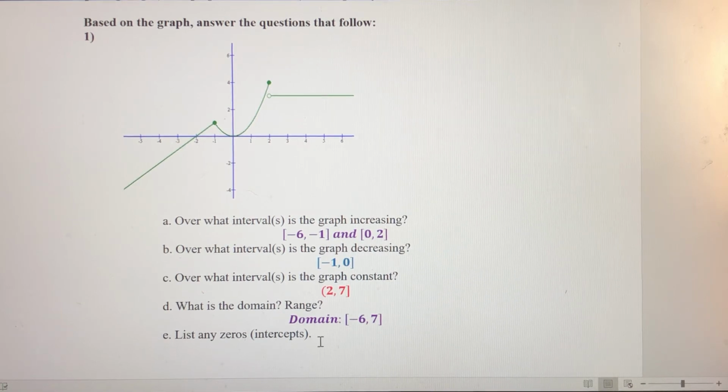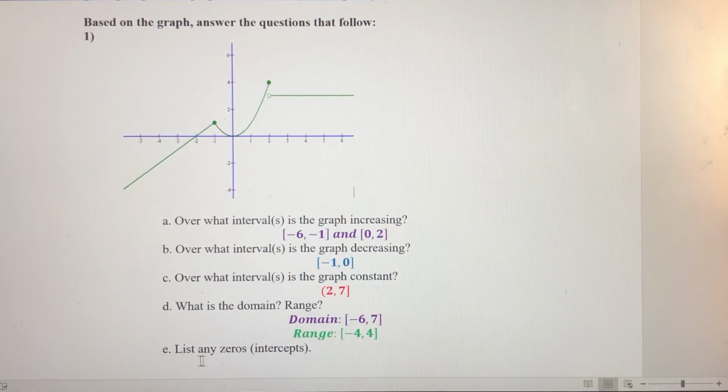Range is going to be the values for y. The lowest value here is -4, and the highest value is up here at 4. There's no gap where there are y values that aren't present. So we're going to make it the interval from -4 to 4, inclusive. All of those values are present.